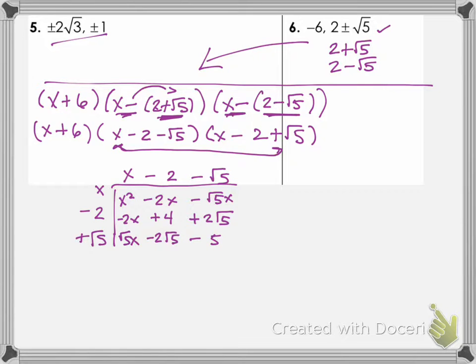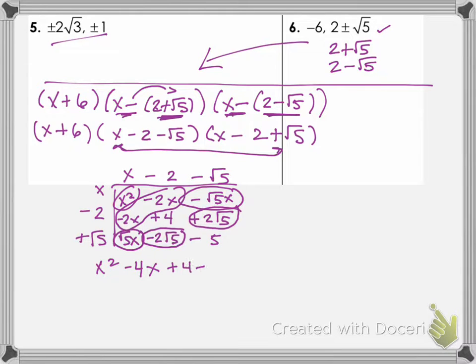Okay. So I have x squared, and I have minus 4x, and I have a minus square root of 5x, but I have a plus square root of 5x, so those go away. And I have a minus 2 square root of 5 and a plus 2 square root of 5, so those go away. So I'm just left with plus 4 minus 5, which I can simplify to minus 1. So it becomes x squared minus 4x minus 1. There you go.